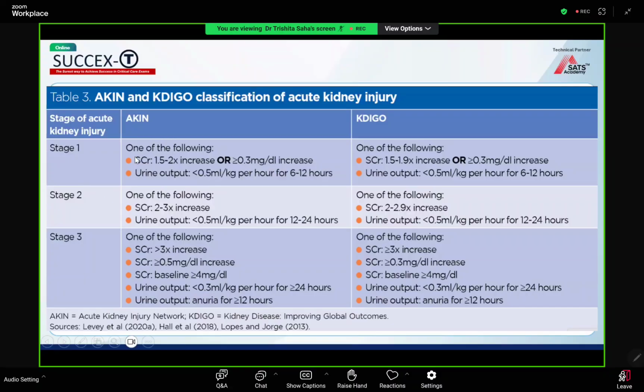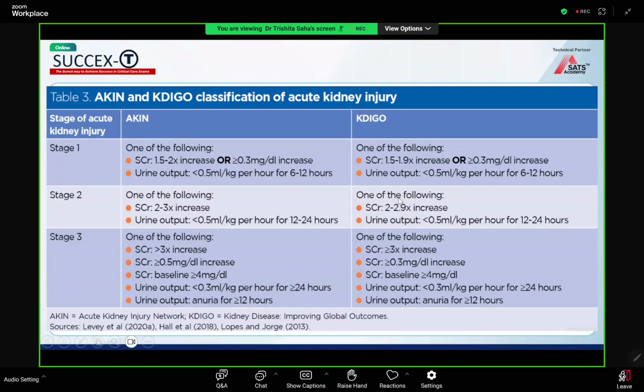In AKIN, there is stage 1, stage 2, stage 3. When you discuss the AKIN criteria, you will write serum creatinine 1.5 to 2 times increase, or more than 0.3 milligram per DL increase. It is any one of the criteria. Or urine output less than 0.5 ml per kg per hour for 6 to 12 hours. If you compare AKIN and KDIGO, they are more or less similar. The serum creatinine was given as 1.5 to 1.9 times increase.